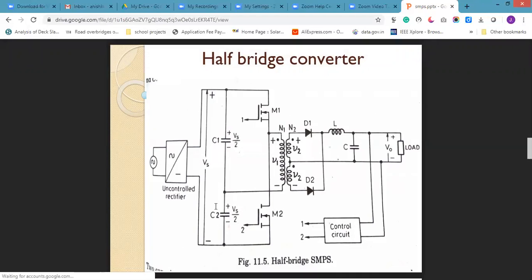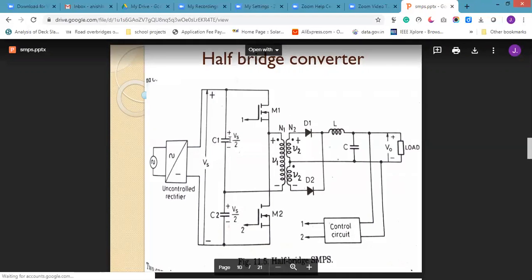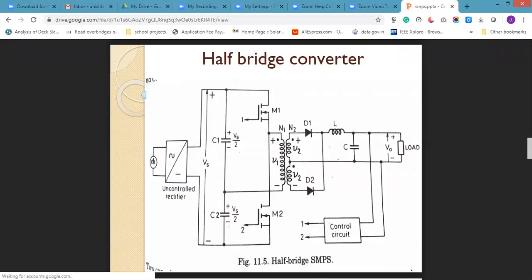Here we are using two capacitors. Assume that VS is 100 volts. By using this uncontrolled rectifier, it is converted into 100 volts DC. Here I am using two capacitors, C1 and C2. The rating of each capacitor is half of the input voltage, so that is a 50 volt capacitor.